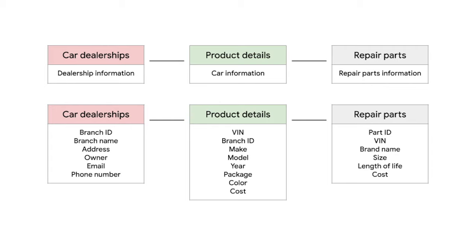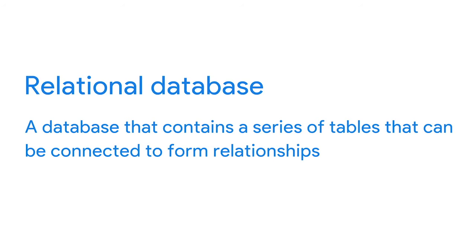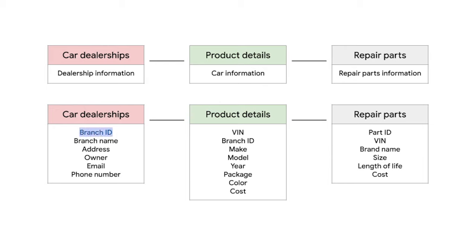The top level includes car dealerships, product details, and repair parts. Then, if you drill down to the next level by selecting one of those tables, you'll find more specific details about each item. This is called a relational database. A relational database is a database that contains a series of tables that can be connected to form relationships. For two tables to have a relationship, one or more of the same fields must exist inside both tables. For example, here, branch ID exists in this table and this one. If a field exists within both tables, we can use it to connect the tables together.